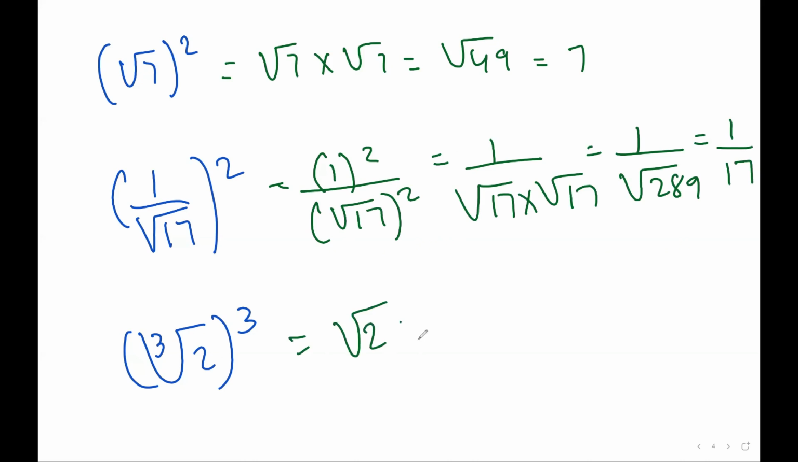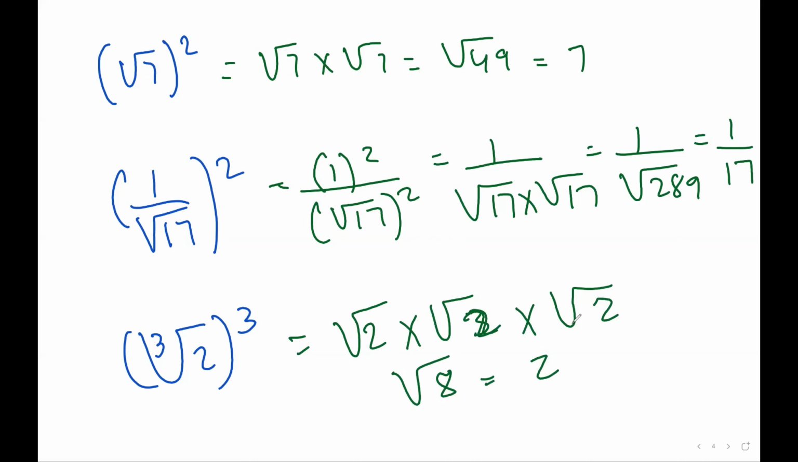Here this root 2 is multiplied thrice, which is root 8, and square root of 8 is 2. Another short thing is root 2 is multiplied thrice. Just cancel all these roots, answer is only 2. Cancel all these square roots, answer is only 7. You can do that way also.